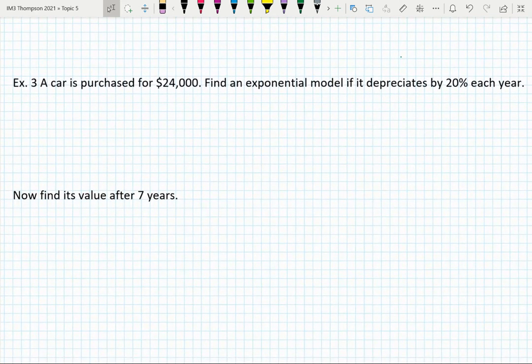And this will be our last example. A car is purchased for $24,000. Find an exponential model if it depreciates by 20% each year. Now find its value after 7 years.